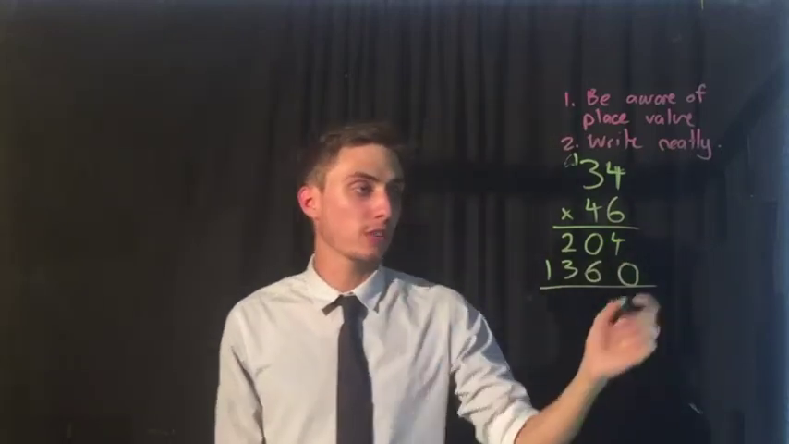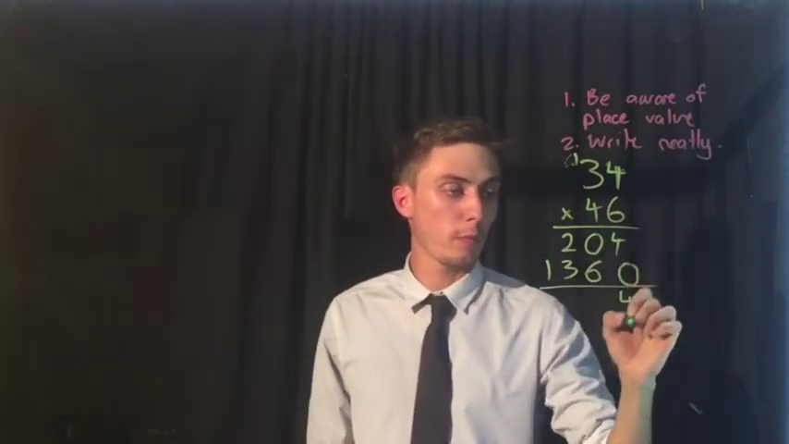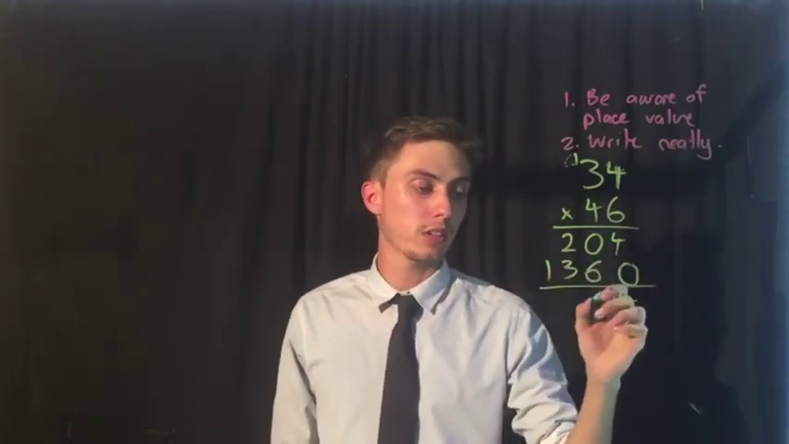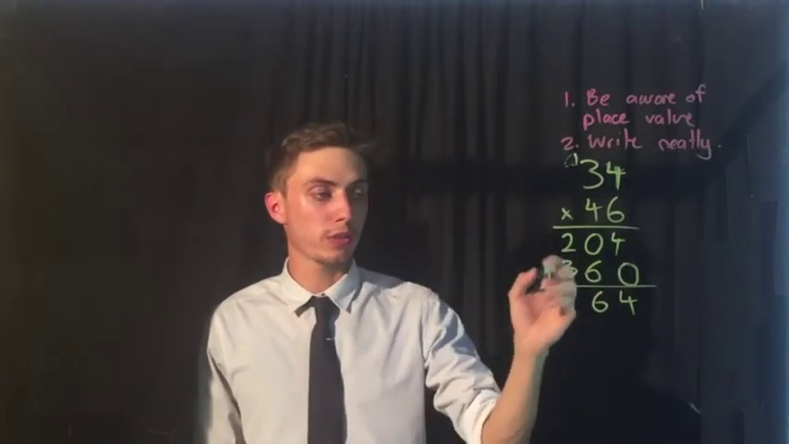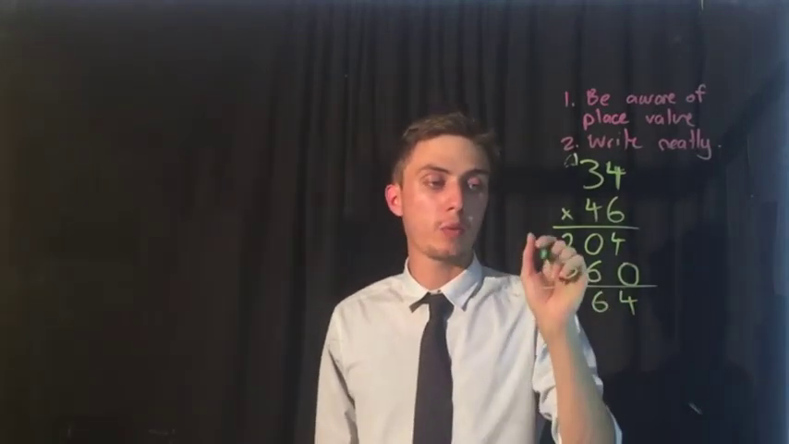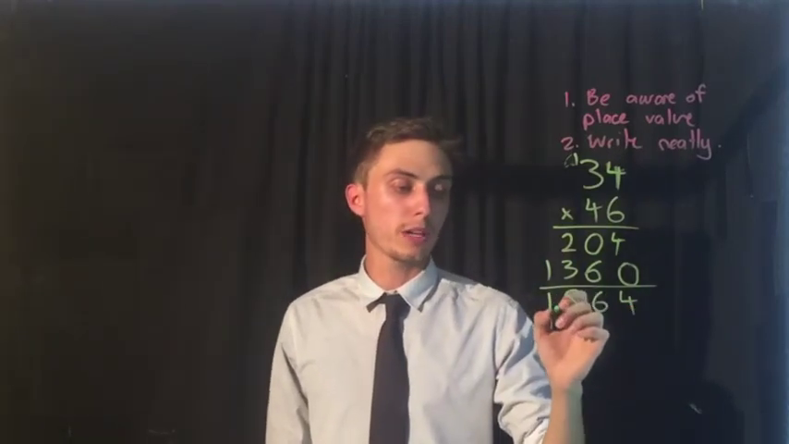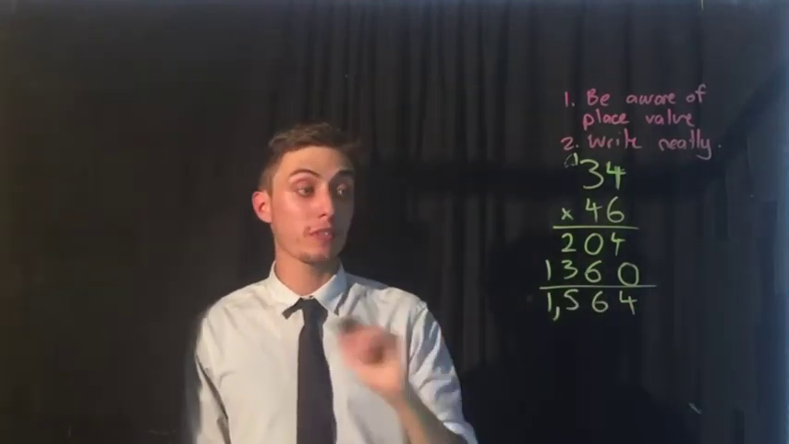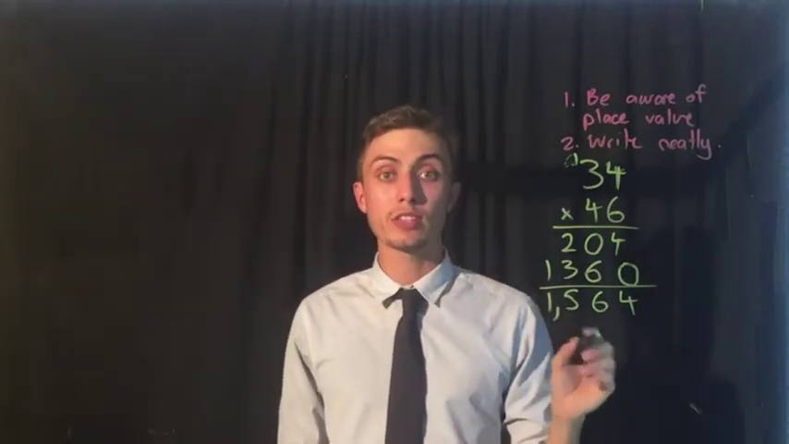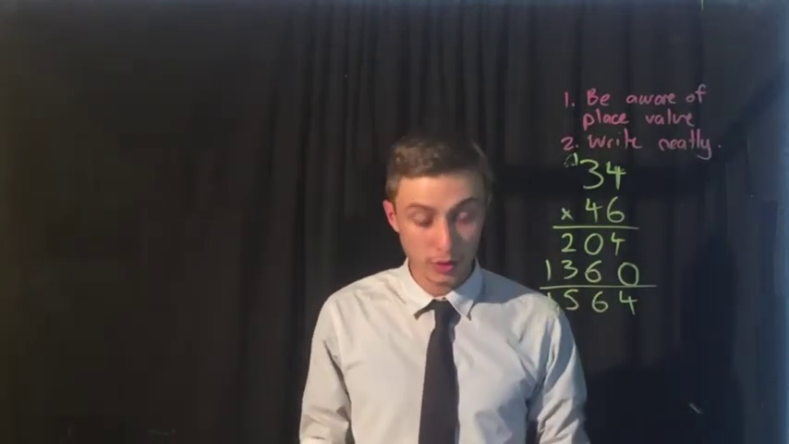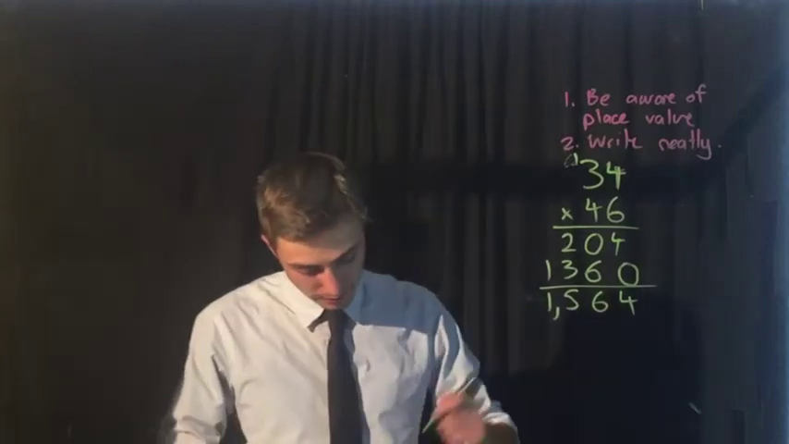Now we're ready to add them all together. 4 plus 0 is 4. 0 plus 6 is 6. 2 plus 3 is 5. And a 1 and nothing is 1. We go 1, 2, 3. Draw our comma. And we have the answer 1,564. Well done. Let me give you another one.